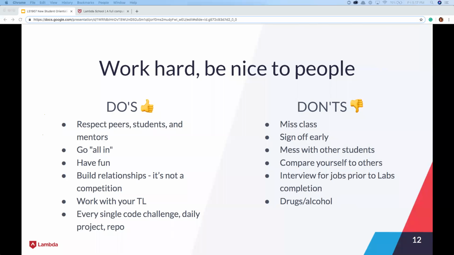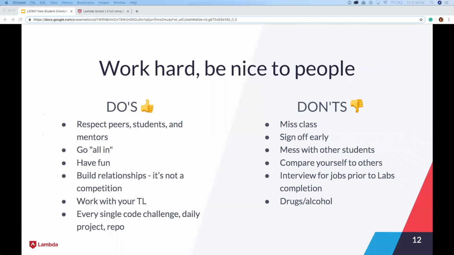Every single code challenge, every single daily project, not daily project for part-time, but every single assignment is very, very important, okay? Now, the don'ts. Don't miss class. If you have to miss class, let someone know. Let your TL know. Let student success know, okay? Don't sign off early. Stay there for the duration. And don't mess with other students. I think that coincides with, you know, respect your peers, respect yourself. What's next? Don't compare yourself to others. Make friends. We are all here, like I said, for the same common goal.